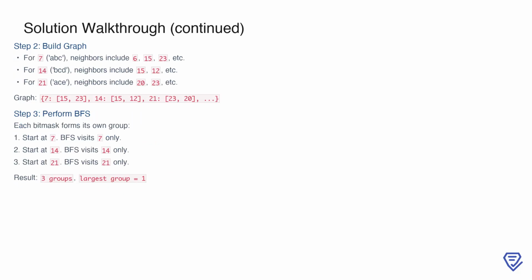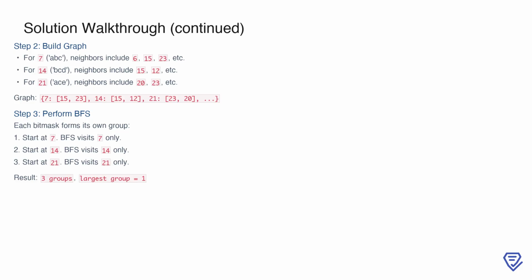With the bitmasks for ABC, BCD, and ACE, we now build the graph. For instance, the bitmask 7, representing ABC, has neighbors like 6, 15, and 23, corresponding to possible character transformations. Similarly, the bitmask 14 for BCD connects to neighbors such as 15 and 12, and the bitmask 21 for ACE has neighbors like 20 and 23. The graph is constructed to capture these relationships. When we perform the BFS, we find that each bitmask forms its own isolated group. Starting with 7, we visit only that node, forming a group of size 1.